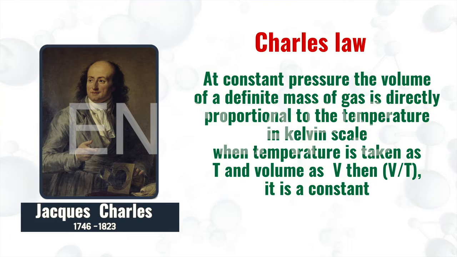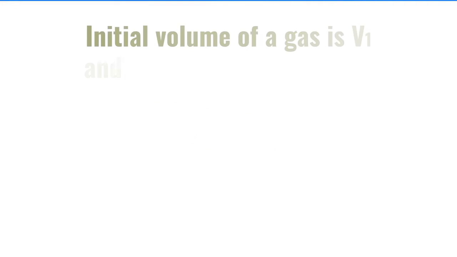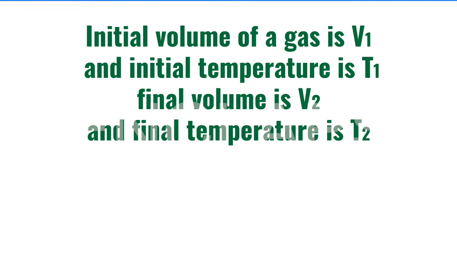That is, when temperature is taken as T and volume as V, then V by T is a constant, or V is proportional to T. When the initial volume of a gas is V1 and initial temperature is T1 and final volume is V2 and final temperature is T2, we can write V1 by T1 equal to V2 by T2. When we know any three of these quantities, we can calculate the fourth quantity.